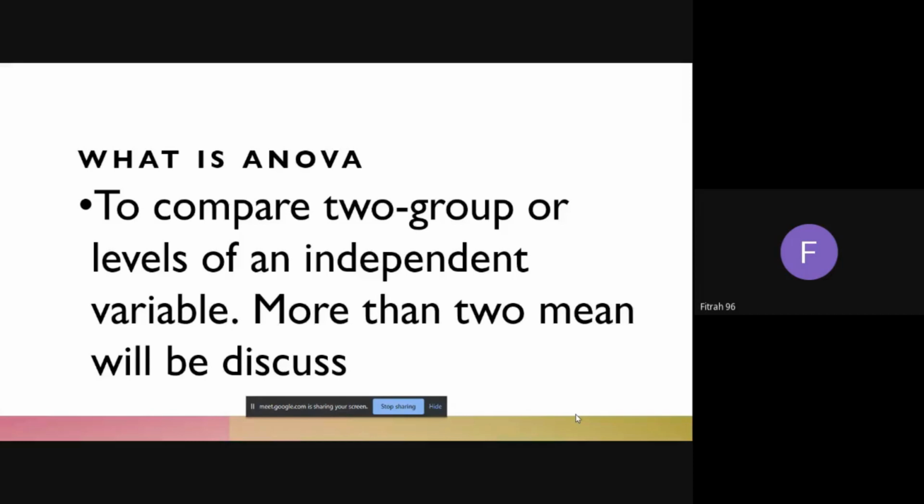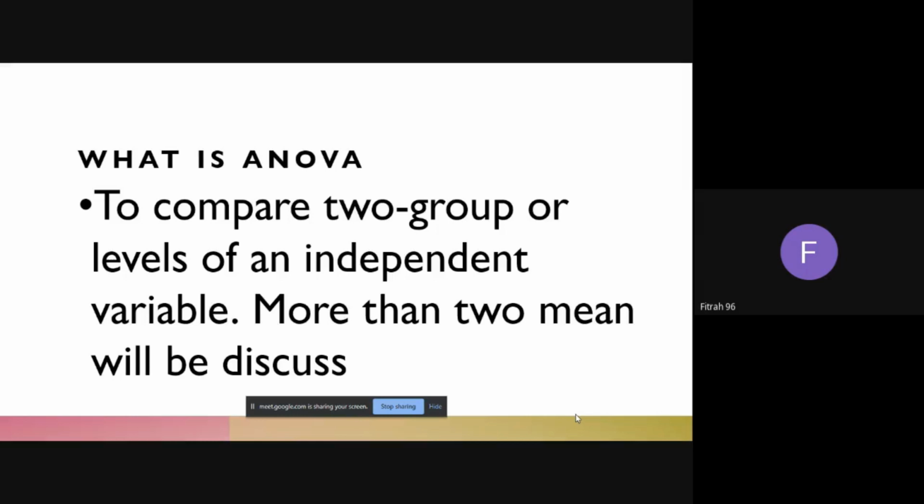So itu maksudnya two group that is independent variable. Okay, ataupun levels. Levels ni maksudnya macam contoh we have like low, medium, high, and then we want to find out the differences between the CGPA for a person with low, medium and high income. Maksudnya ada level kat situ, so we want to find the means difference.